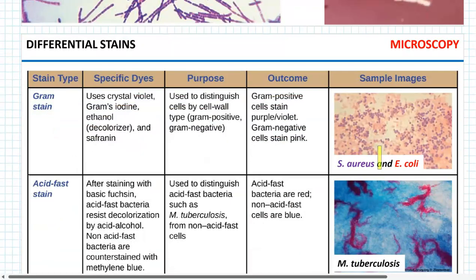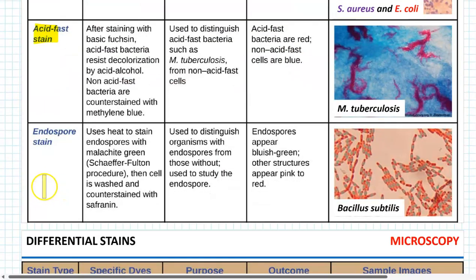So now, what are the main differential stains? You must know. First is the Gram stain, which allows you to distinguish between gram-positive and gram-negative cells. I know that you may probably have no idea what it is. Give me 3 minutes, we'll get back to this, okay? Acid-fast stain, same story. We're going to get to acid-fast stain a little later. I want to highlight these three. Endospore stain first.